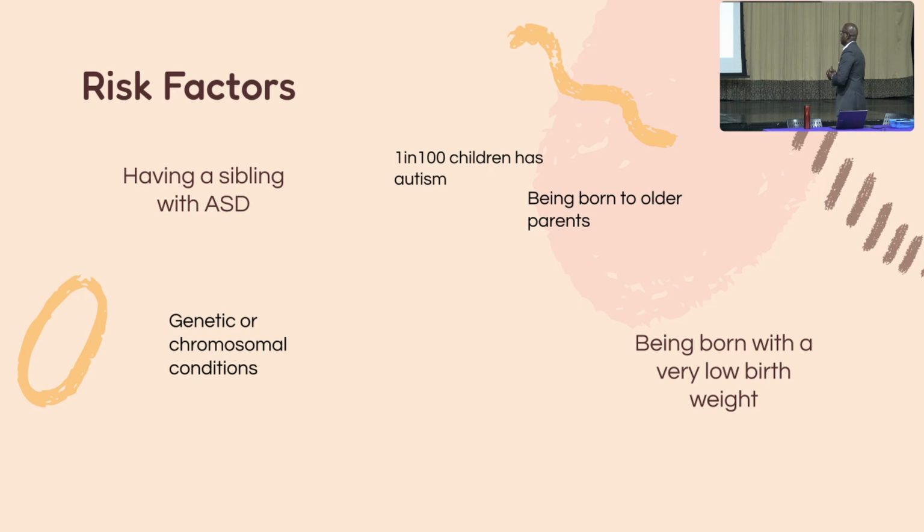Risk factors, having a sibling. There are cases, I've had twins, both on the spectrum, one more Asperger's, the other more autistic. And so there are some students who have siblings who are not on the spectrum, and there are some that have both students on the spectrum.